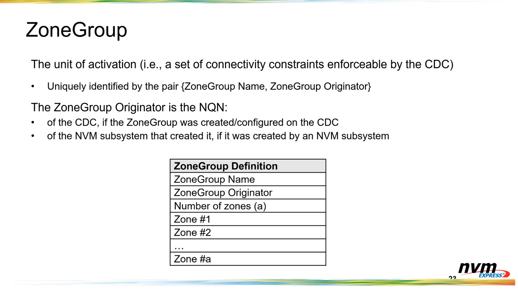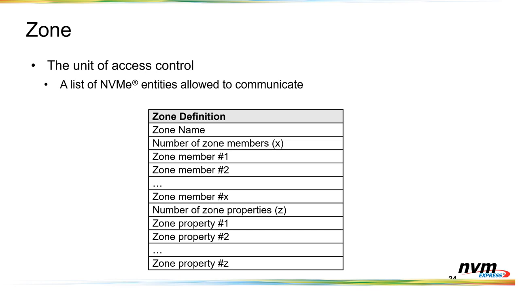So remember the zoning model that we have. Centralized management of zone groups: the zone group which is centrally managed will have a zone group originator which is the unique NQN of the CDC. If instead a zone group is created on a subsystem and passed to the CDC by subsystem driven zoning, then the zone group originator NQN will be the NQN of the NVMe subsystem that created it. And inside a zone group, you have the identifier and then just a list of zones. Zones are the unit of access control, so a list of NVMe entities that are allowed to communicate. Very simple definition, very similar, if you're familiar with Fibre Channel, to that. We have a zone name that allows me to identify a zone, a set of zone members, and we can have some zone properties, that is for future expansion mainly.